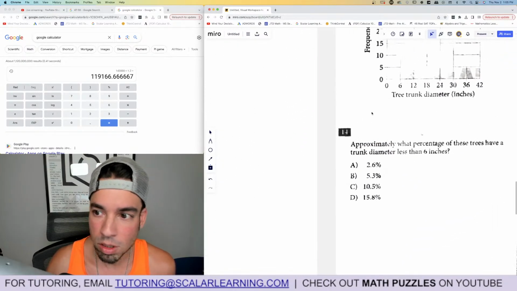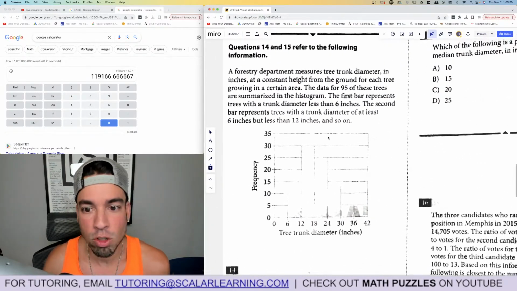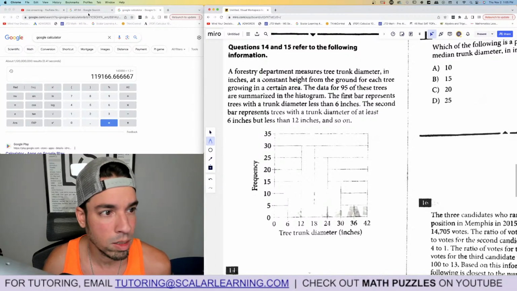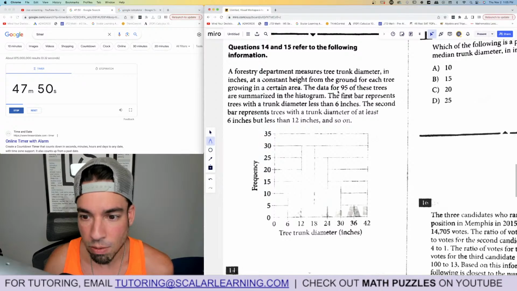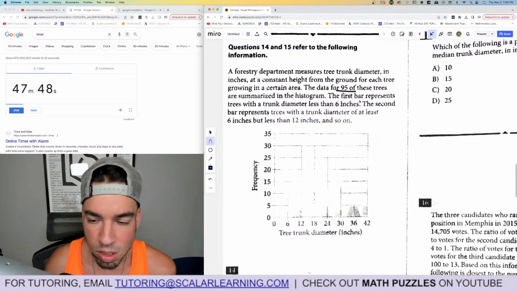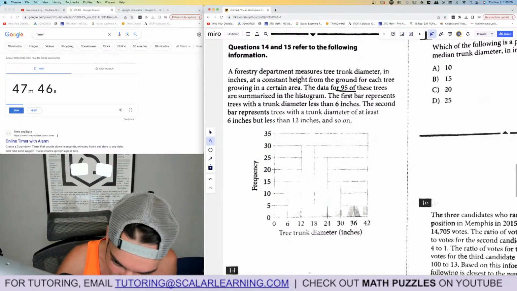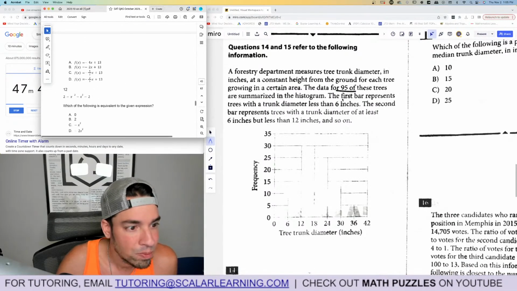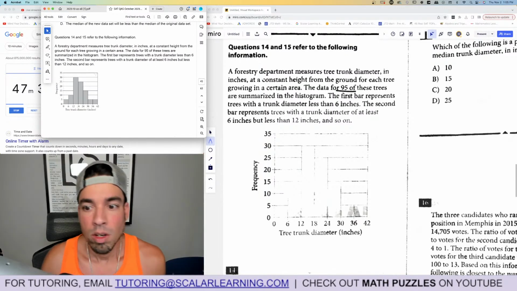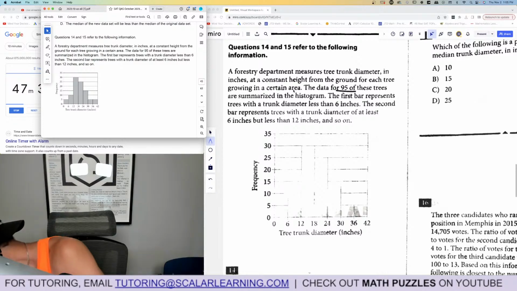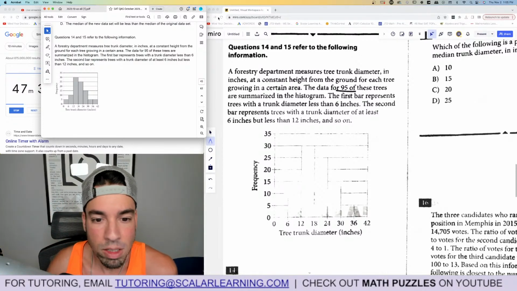14. Oh, it's one of these multi-step ones. All right, a forestry department measures a tree trunk diameter at a constant height above the ground for a tree. Data for 95 of these trees are summarized in the histogram. Oh, I can't read that at all. Let's hope the other version has it well. Hold on, let's just go here. 14. There's a histogram. 95 of these trees are summarized in the histogram.